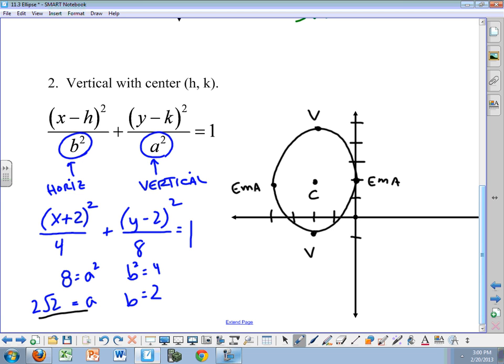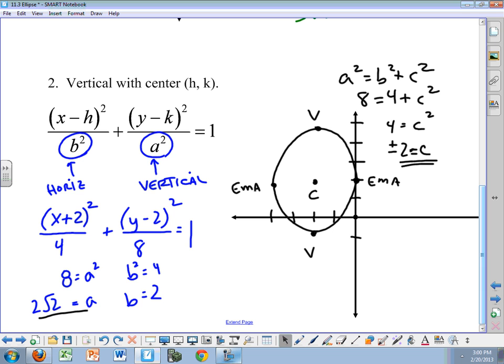And we could calculate c in this case because a squared is equal to b squared plus c squared. Or in our case here, 8 is equal to 4 plus c squared. As it turns out, c squared is equal to 4, and therefore c is equal to plus or minus 2, which happens to be the same as the b value, except that the c value is going up and down. So notice here, we're going to go up and down 2 units with a focus here and the other focus up there.